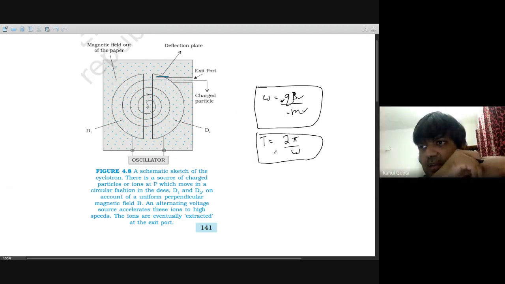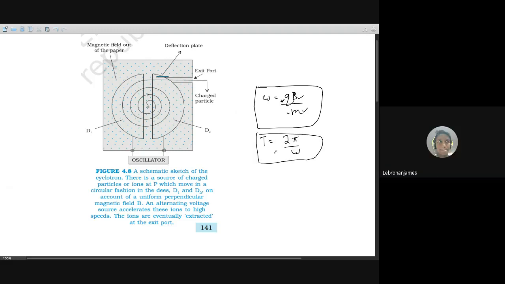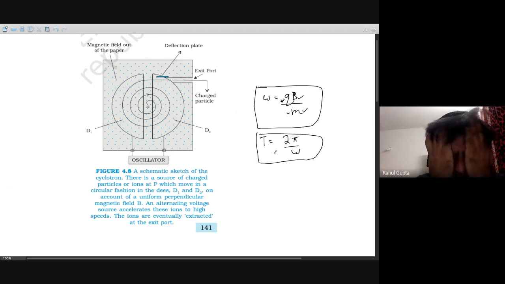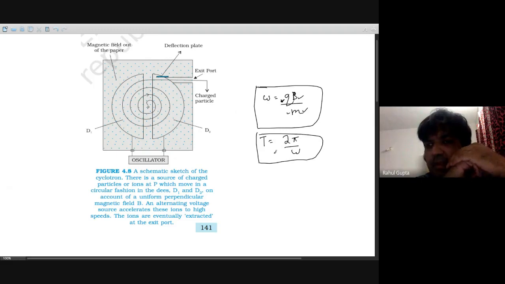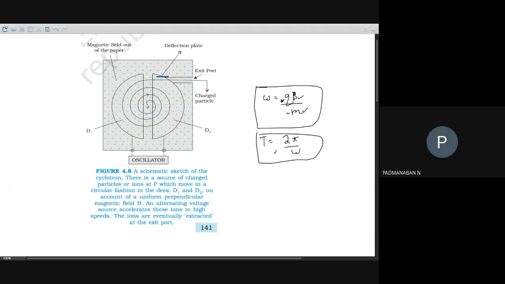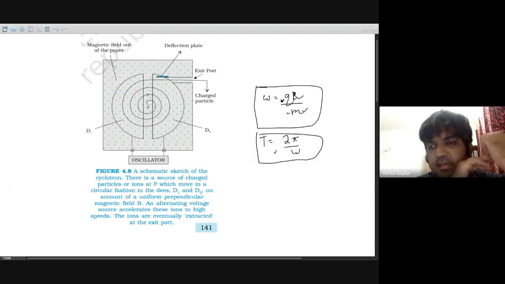Rohan, does that make sense? Yeah. It's like time of one revolution. If we can maintain a constant magnetic field, then time of one revolution will remain constant. Medulla, it makes sense? Yes, sir. Shaurya, makes sense?